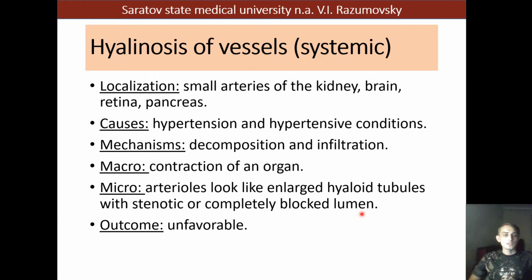Hyalinosis of vessels, or the systemic type of hyalinosis. It may be localized in small arteries of the kidney, brain, retina, pancreas, and other organs with small vessels. The cause is hypertension and hypertensive conditions. The mechanism of development of this process is decomposition and infiltration. Macroscopically, we will find contraction of an organ. At the microscopical level, arterioles look like enlarged hyaline tubes with stenotic or completely blocked lumen. The outcome of this process is unfavorable. It will lead to sclerosis and necrosis in organs.